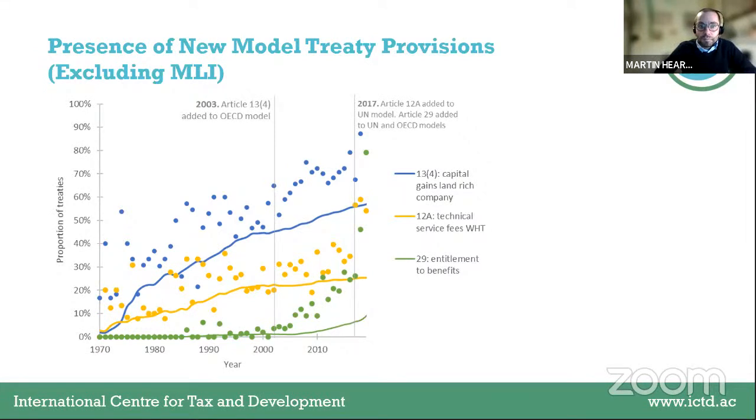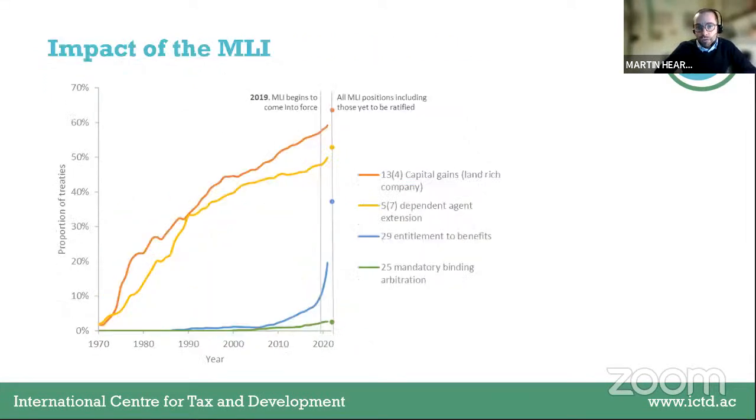Okay, next slide, please. Let's look at how the MLI has changed things. So there are 4 provisions that we coded in the data set that can be affected by the MLI, and they're listed here. 2 of them we've already looked at, 13.4 and 29, entitlement to benefits. What I think is particularly noticeable on this chart, so here you're looking at the treaties in force that include these provisions, is that since the MLI came into force, it's Article 29, the entitlement to benefits, where you see a real change in the content of the treaties of developing countries.